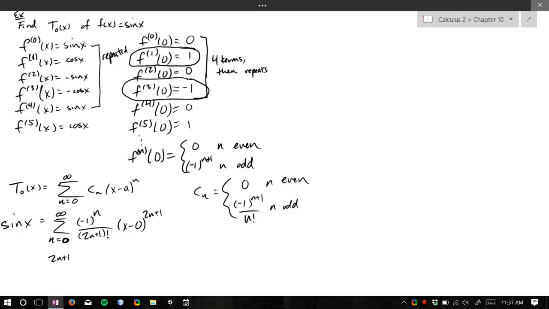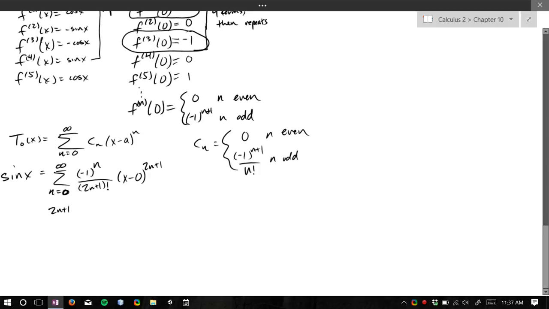I don't know if I said this, I think it was either yesterday or the day before, but factorials are more powerful than exponents, so they'll always win in a race. So the fact that there's a factorial in the denominator means this will converge for all x. If you run your test, this will converge. It'll have an infinite radius of convergence. So anytime you have a factorial in the denominator, it basically will converge for all x values. So here's our sine x.